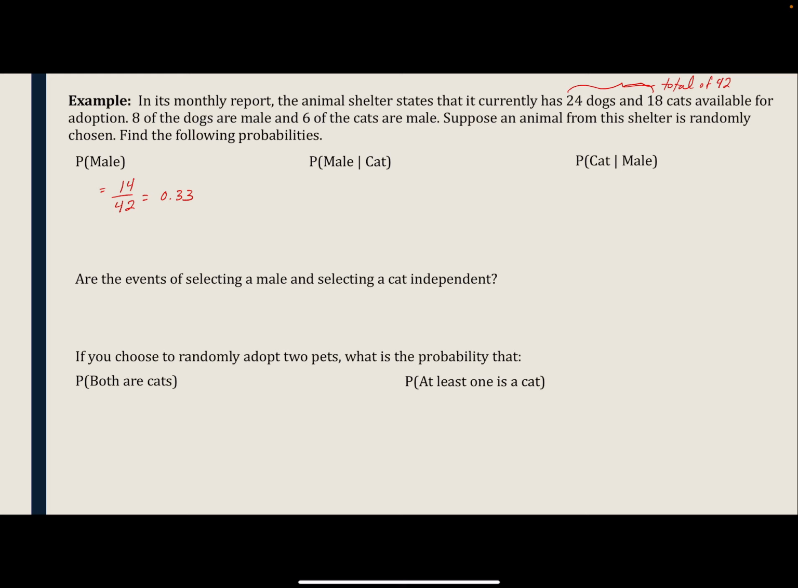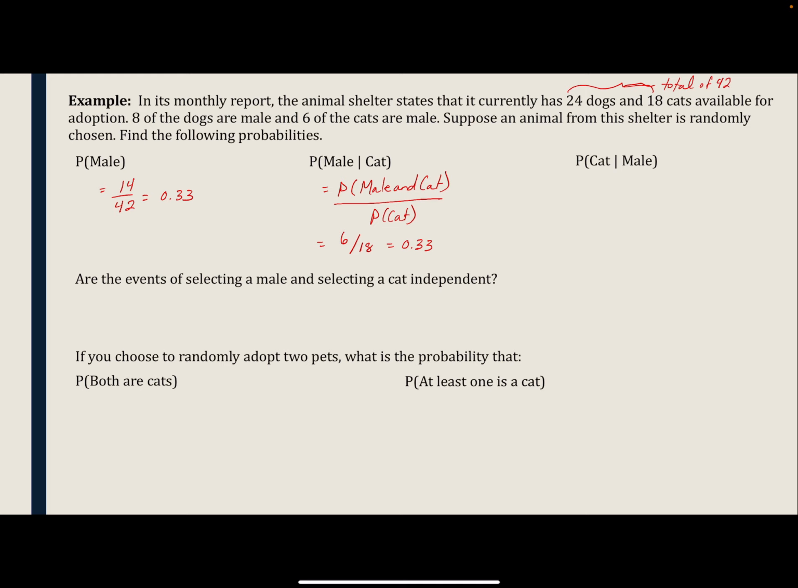Now let's figure out the probability that the animal is male given that it's a cat. Remember that this formula is the probability that it's male and a cat divided by the probability that it's a cat. Or we can know that we're only talking about cats, and there are 18 of them. How many of those 18 cats are male? 6 of them. So 6 out of the 18 cats are male, and this is also 0.33.